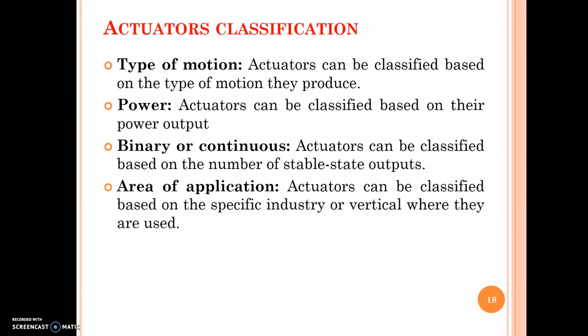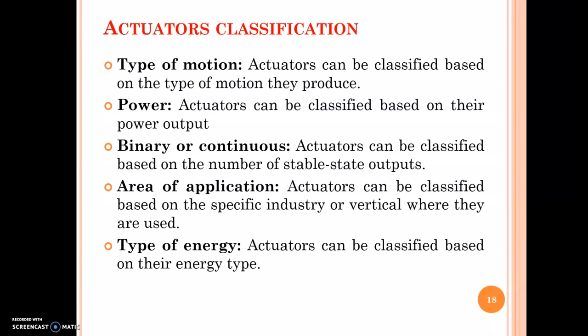Actuators can be classified based on the specific industry or the verticals where they are used. The next one is the type of energy. Actuators can be classified based on their energy type. So these were some of the common ways of categorizing actuators. Categorizing actuators is quite a complex task, but the most commonly used classification is based on the energy type.